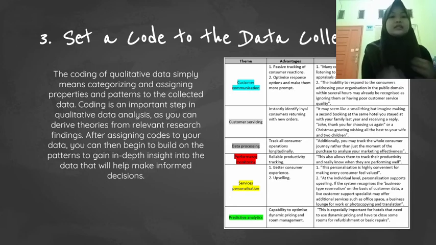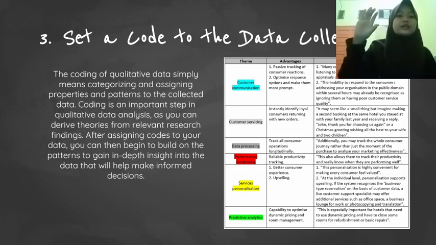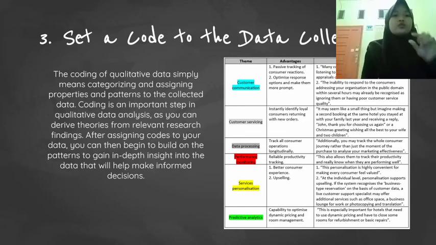For example, like this table, it provides data which is already collected and already coded by subtopics, for example, customer satisfaction, customer servicing, data processing, and so on. So at the right side, it's all about the categories, right? It's all about categorizing and assigning the data itself. It's simpler to read and also to analyze by ourselves.